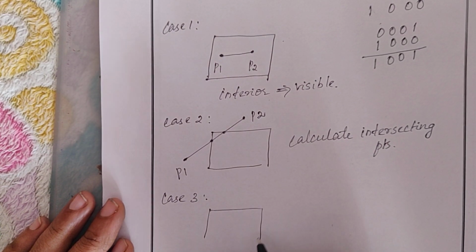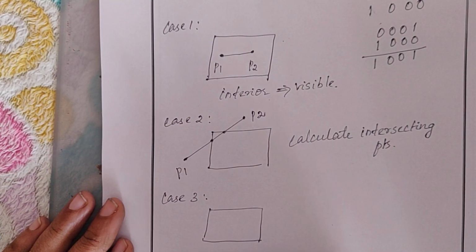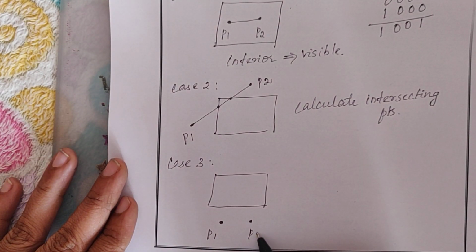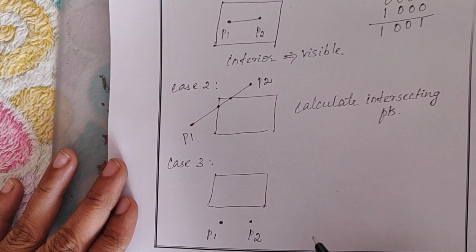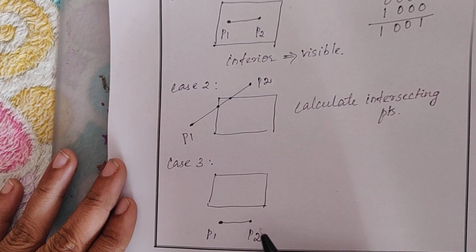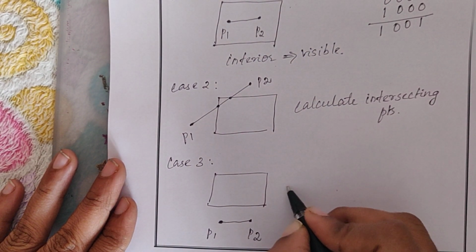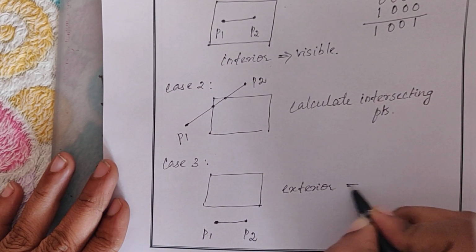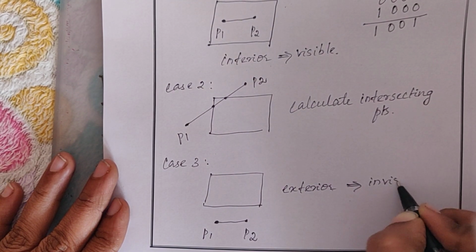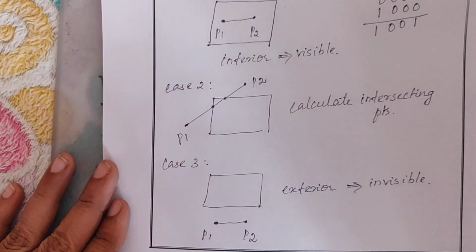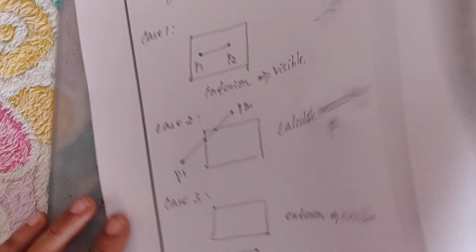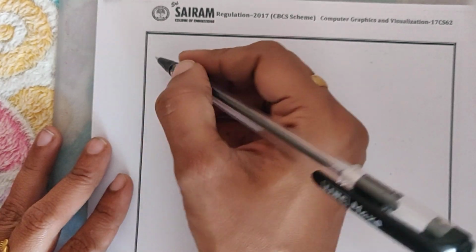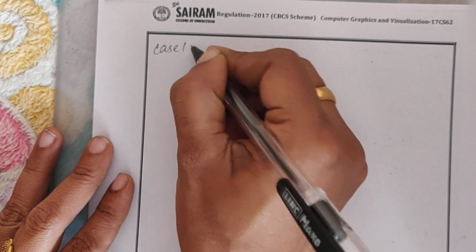Next, case 3. I have a clipping window. Both the endpoints of my line lie outside the clipping window. In this case, the line is exterior to my clipping window and it should be made invisible.